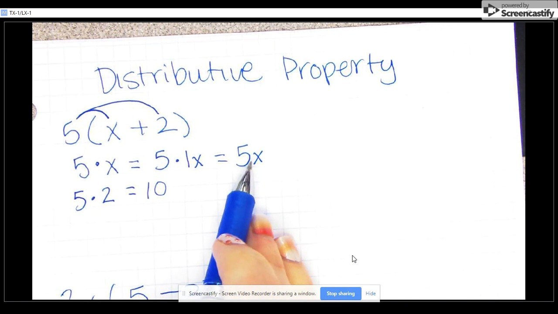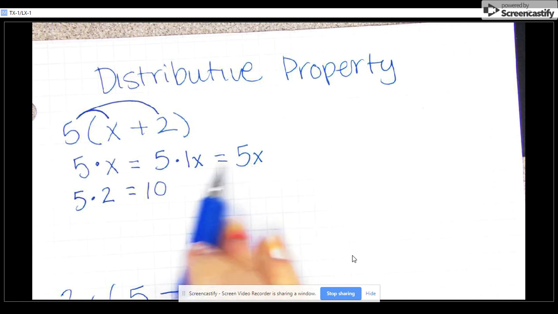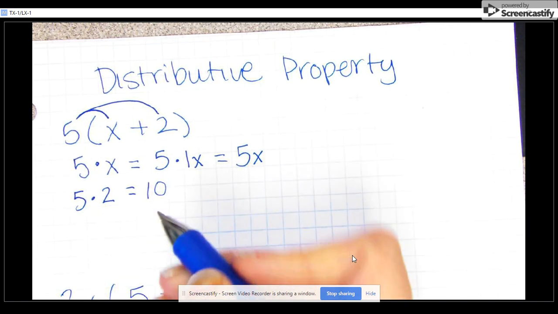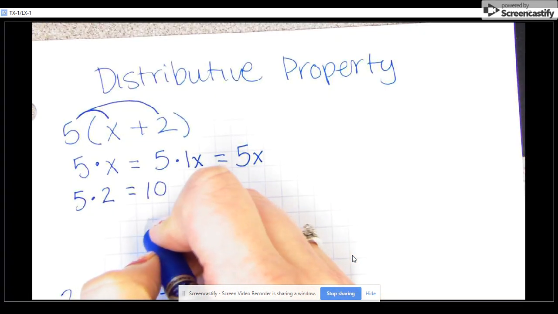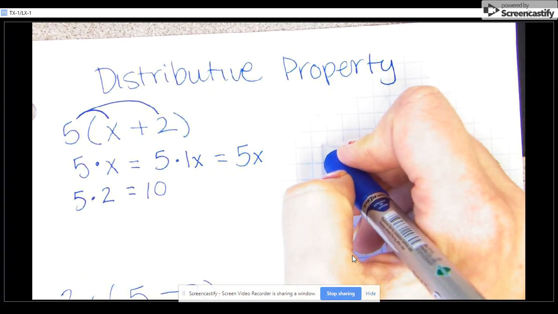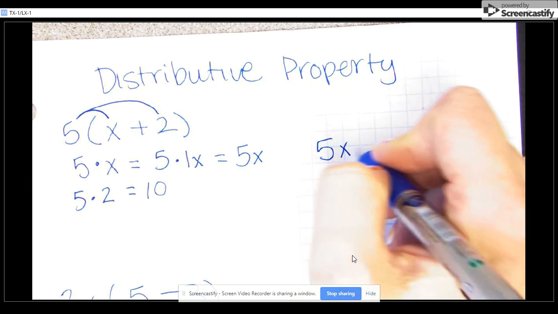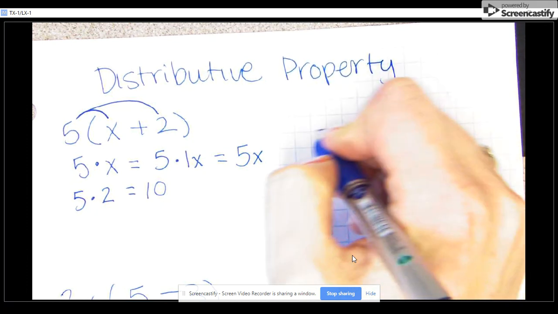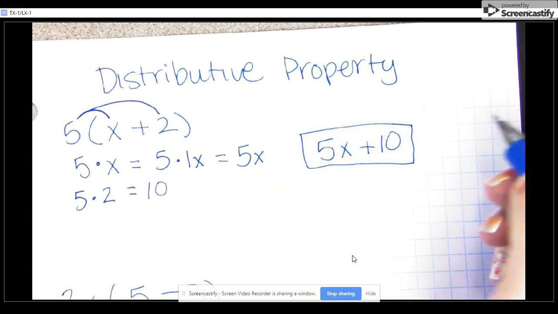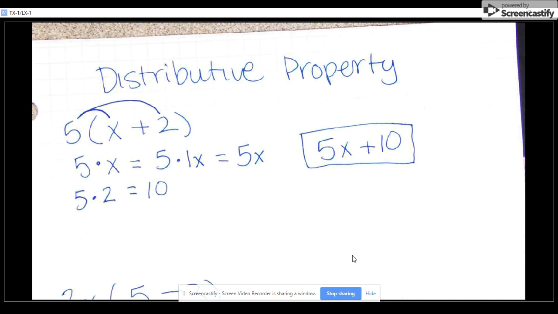Now I have my two parts. I have my 5x and I have my positive 10. I am going to combine those together to get the final answer of 5x plus 10. Since there's no equal sign, there's nothing else we can do. Let's look at our next example.